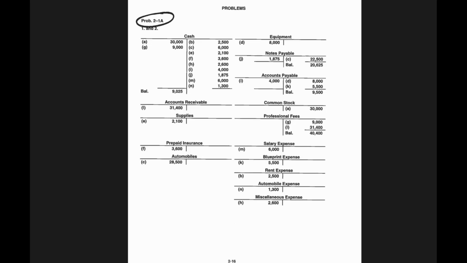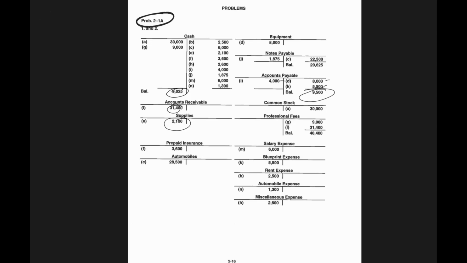So what we're going to do here is just walk through these. And ultimately you get to the end where you got to get a balance, right? So accounts receivable, there's only one transaction, so there's your balance. Same with supplies. Accounts payable, it had 2 credits, a debit, and finally a credit balance of $9,500.